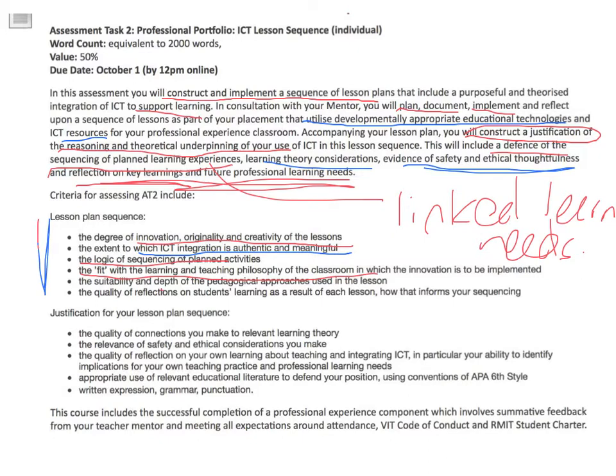We're going to be looking at the sorts of pedagogical approaches, the learning and teaching activities that you have designed into your lesson. We're particularly looking at the reflections on student learning. That's the end section of each of those lesson plans, and we expect you to be filling those in. We're also looking at how the evidence of the students' learning that you've reflected upon, and hopefully that you have collected some evidence of, is informing your sequencing.